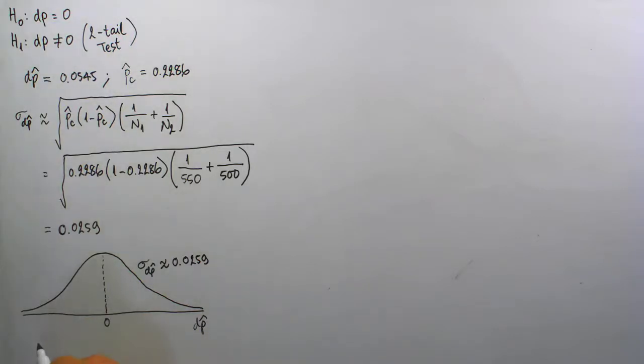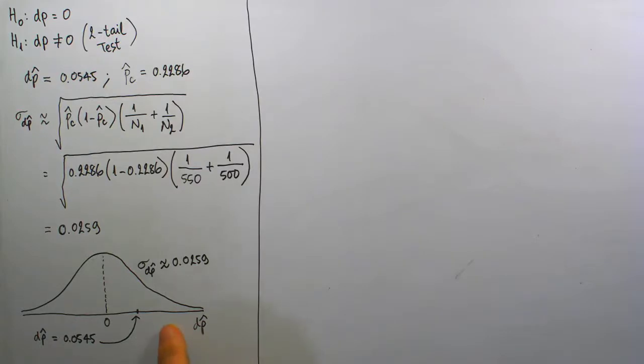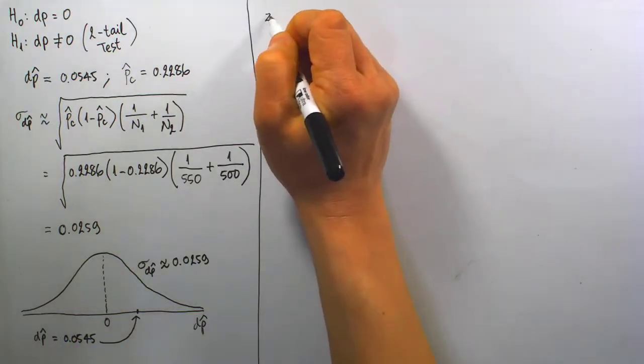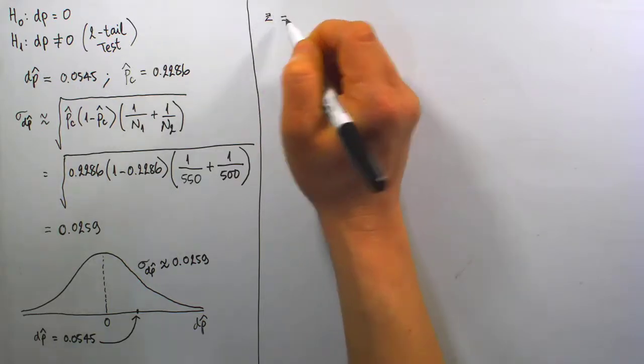So now in that way, our actual dp hat, our sample here has a dp hat value currently being 0.0545, which can be found somewhere to the right hand side of this bell curve, to the right hand side of the bell curve center. So once we know that our bell curve here has an approximate for sigma dp hat, it has a center, and we know where we can find our particular dp hat value, we can now advance to the next step to calculate the z-score for our dp hat value.